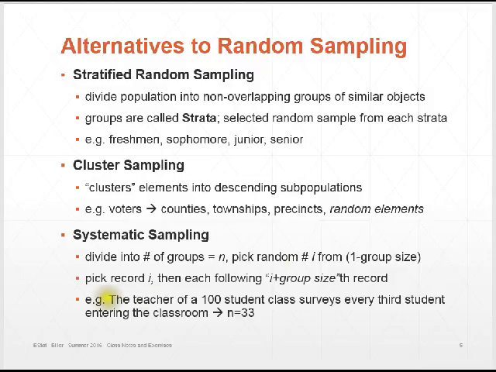And as an example of that, a teacher of a 100 student class may stand at the classroom entrance door, and every 3rd student arriving in the morning would be systematically sampled. With full attendance, this would result in a sample size of 33.